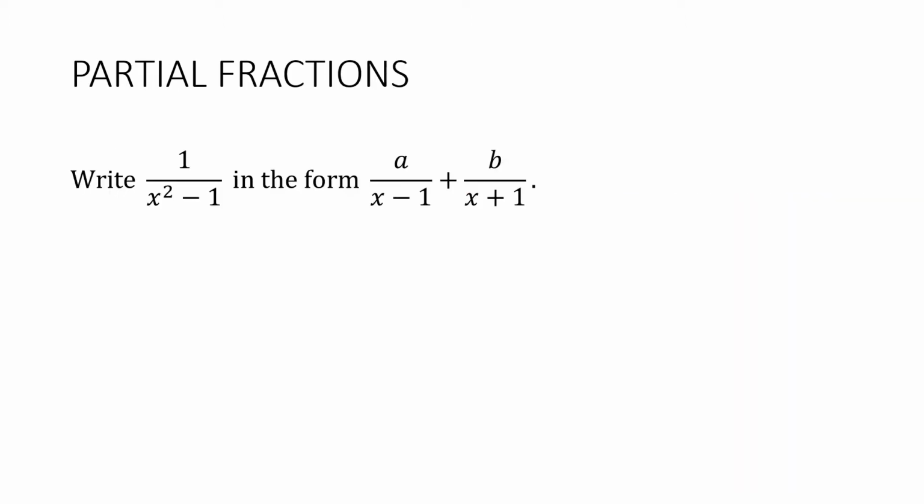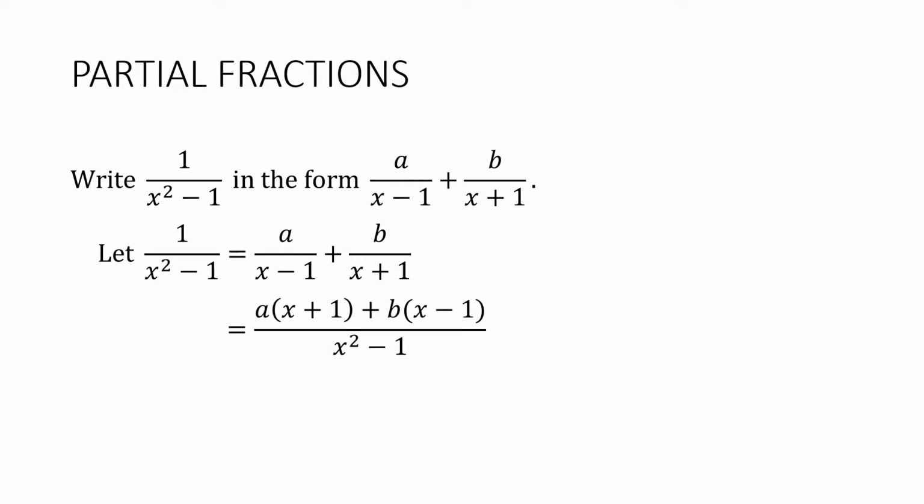Before we look at how we use partial fractions as a method of integration, let's review how we take a single fraction like this and we separate it into two or more fractions. So the first thing I'm going to do is put these two equal to one another like this. Now on this right hand side, I'm going to join this together with a common denominator, which will be x squared minus 1. And I will end up with a multiplied by x plus 1 plus b multiplied by x minus 1 on the numerator.